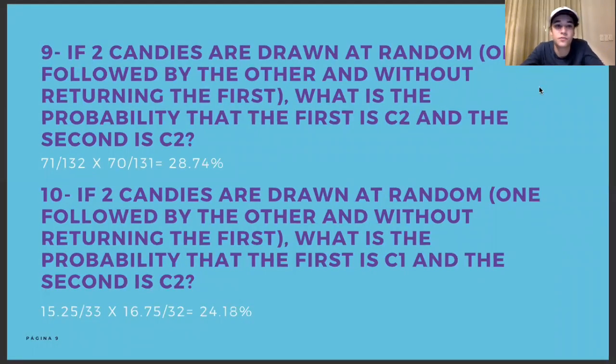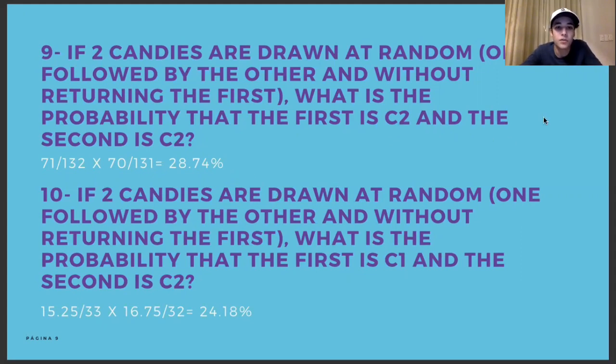Now we have other two problems. If two candies are drawn at random, one followed by the other, the same as the other one, but with C2, it's the same explanation: first it will be the bag with 132, and next will be the bag with 131. Also, I forgot to mention the numerator also changes because we're talking about C2, and the other exercise was about C1. So in this case of C2, first we have 71, and now we have 70. So the answer will be 28.74% out of 100.